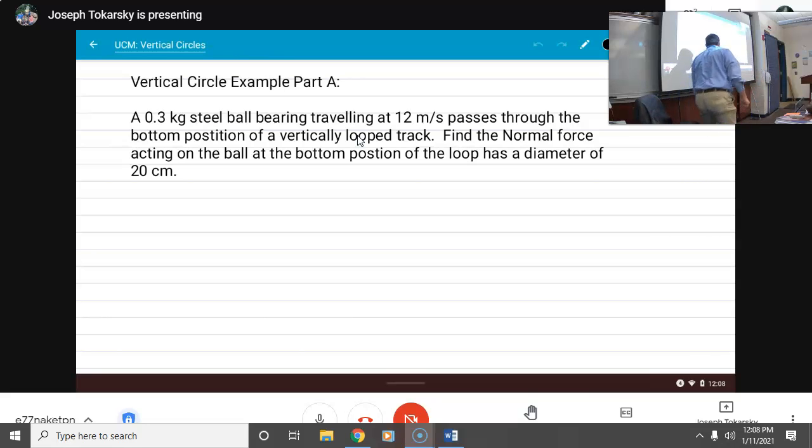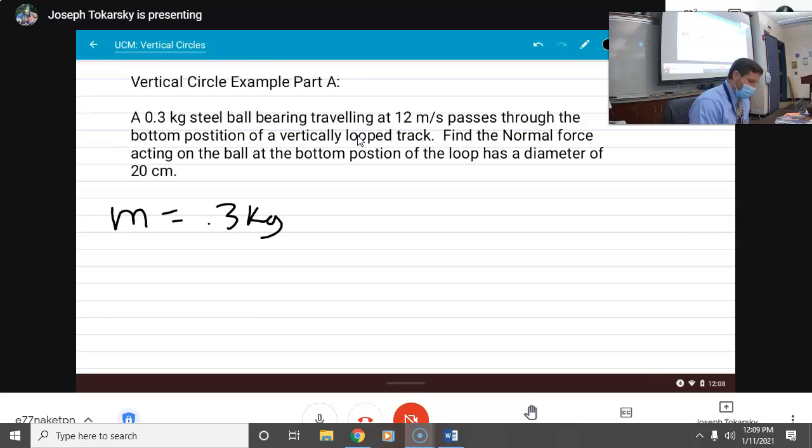So this particular question, I have a vertical loop, just like this thing. Okay, and it says a 0.3 kilogram steel ball bearing, kind of like one of these, is traveling at 12 meters per second as it passes through the bottom position of a vertically looped track. Find the normal force acting on the ball at the bottom position of the loop that has a diameter of 20 centimeters. So obviously listing our givens, 0.3 kilograms is our mass.